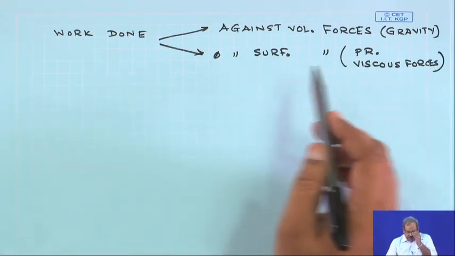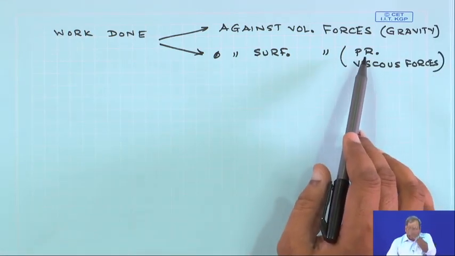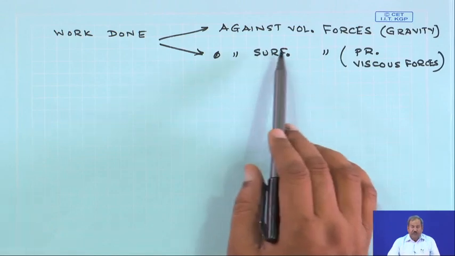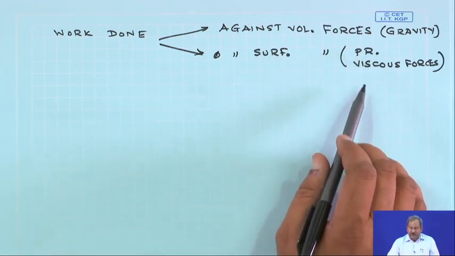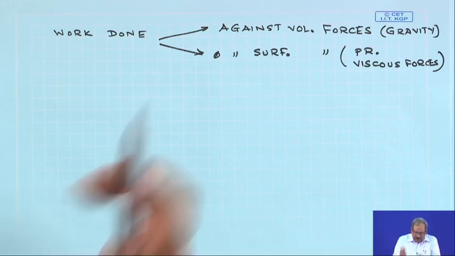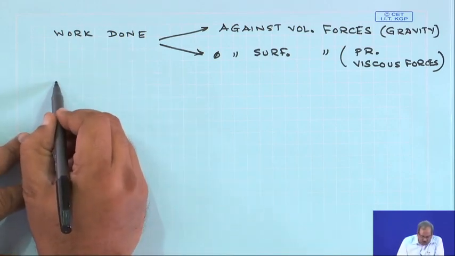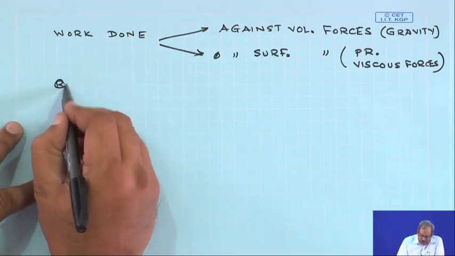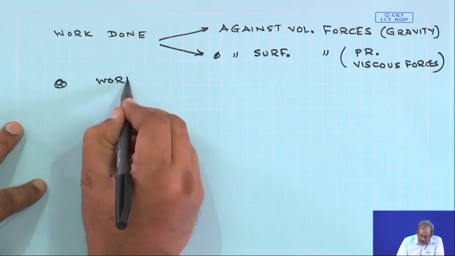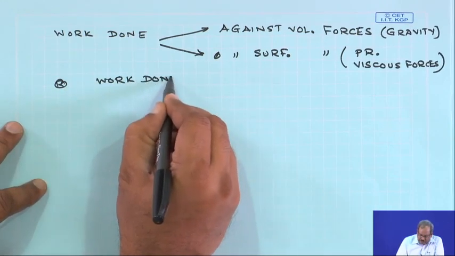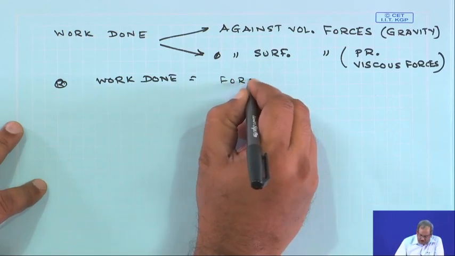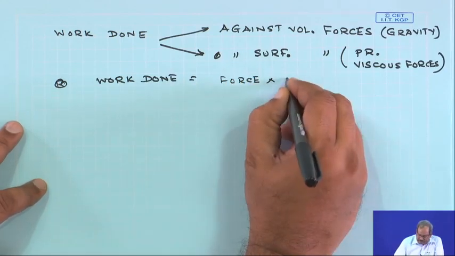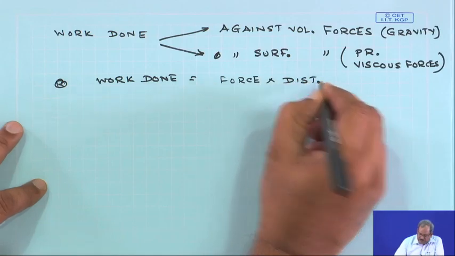So, these two are again the common examples of surface force, which you can see: pressure force and the viscous force. Now, let us see. I am not interested in work done, I am interested in... So, work done is, we all understand, force times distance in the direction of the force.